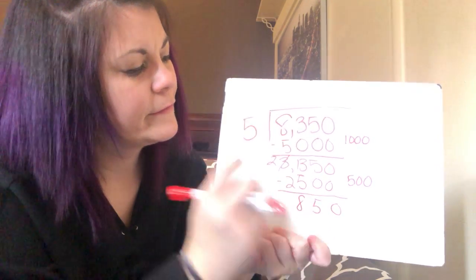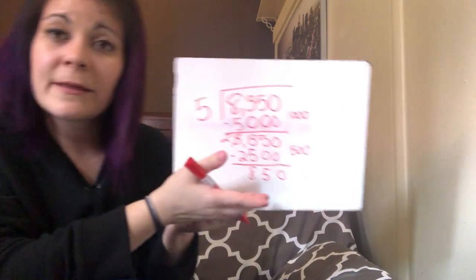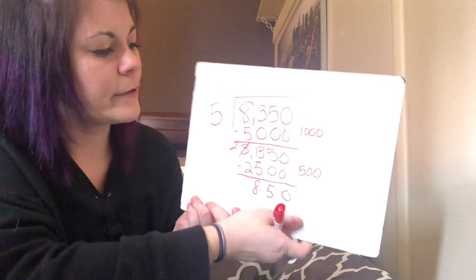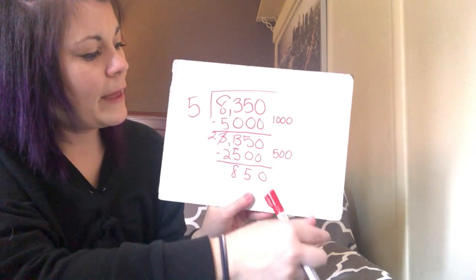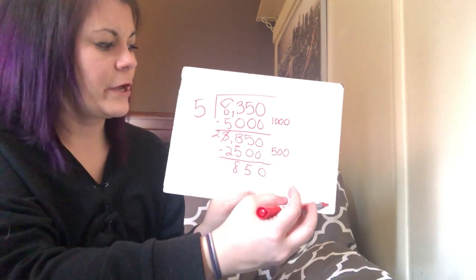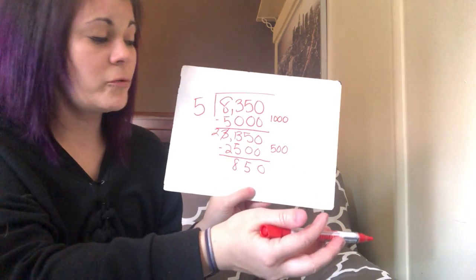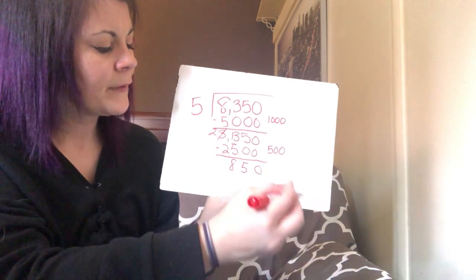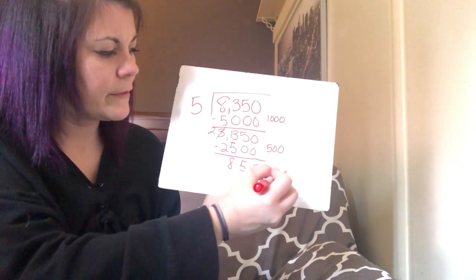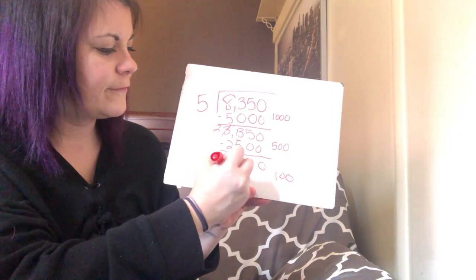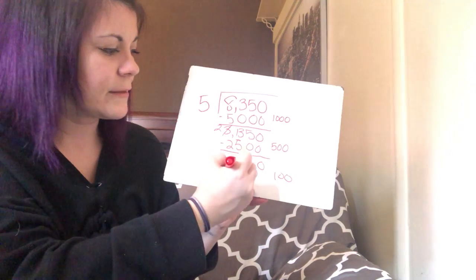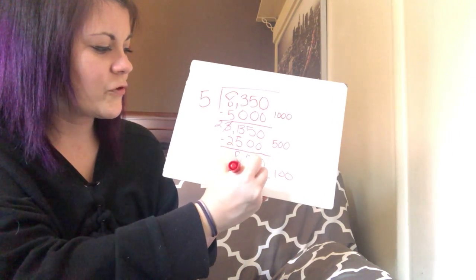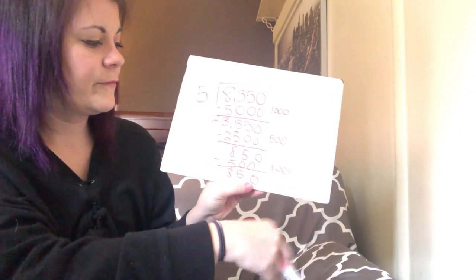13.5 is 8, so 850. I'm trying to make this number right here smaller and smaller and smaller. Well, now I know if it goes in 100 times, because it can't go 200 because 5 times 2 is 10, and that'd be 1,000. Let's just say 100 times. 100 times 5 is 500. Oh, I'm making it smaller. Subtract that. We get 350.